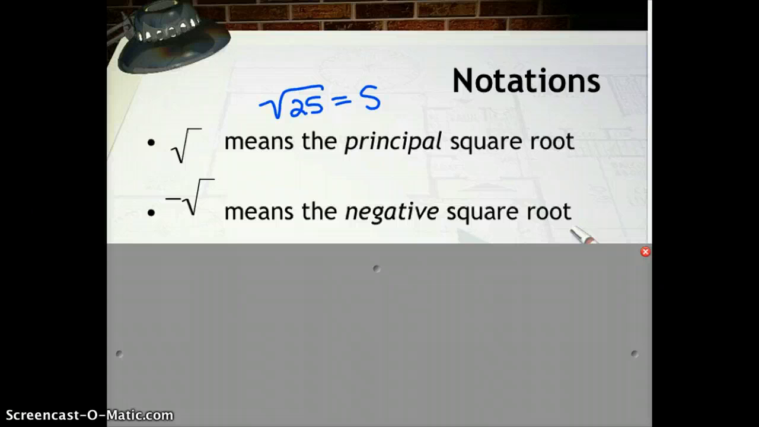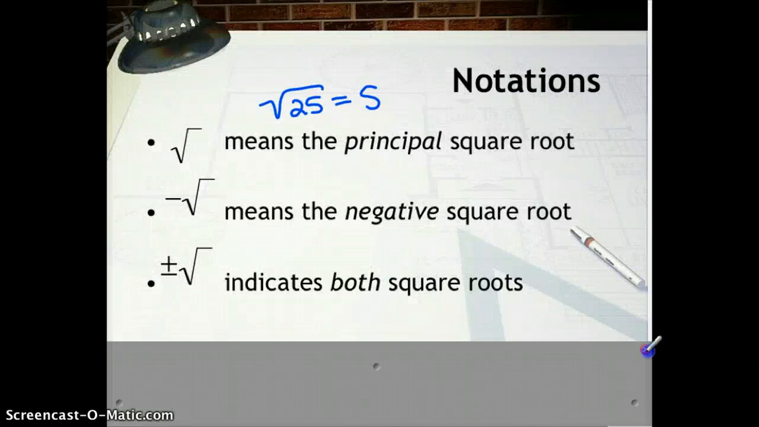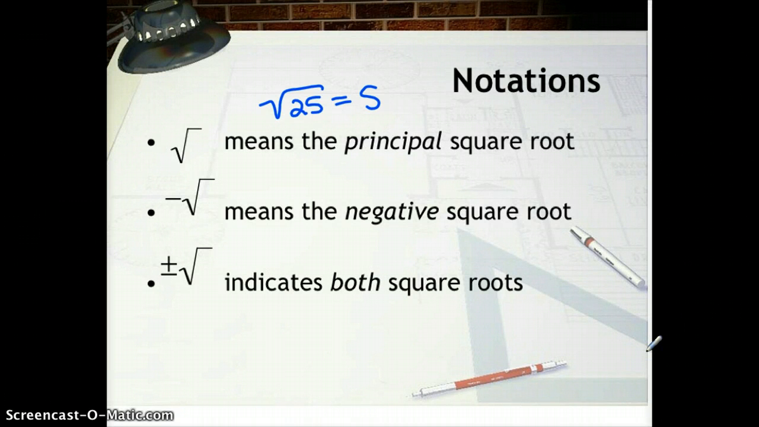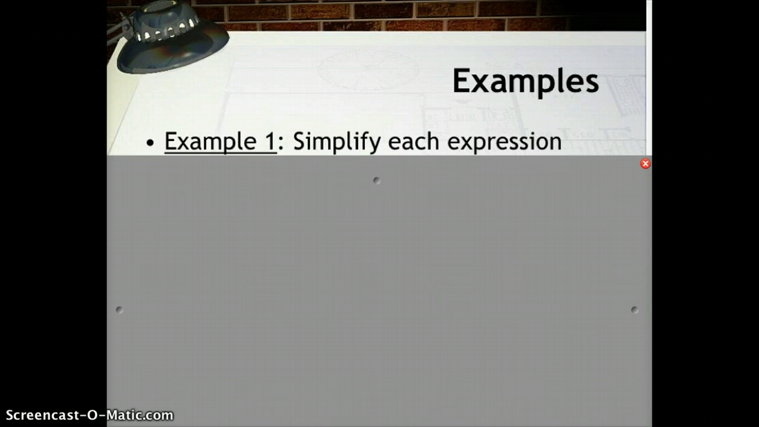Sometimes I'm looking for them both. You have this cool little plus or minus symbol. That says plus or minus, I want both square roots, the positive and the negative one. So if I gave you something like plus or minus square root of 25, I'd like you to answer plus or minus 5.